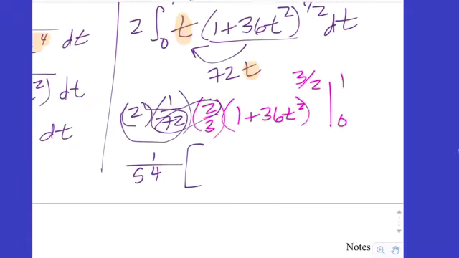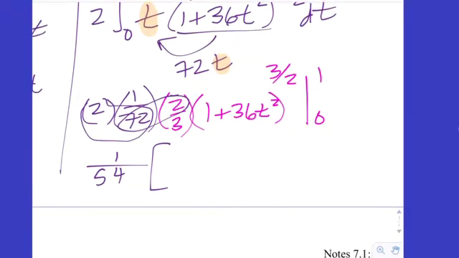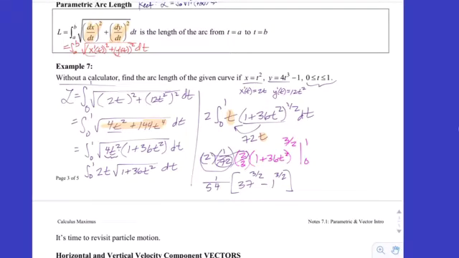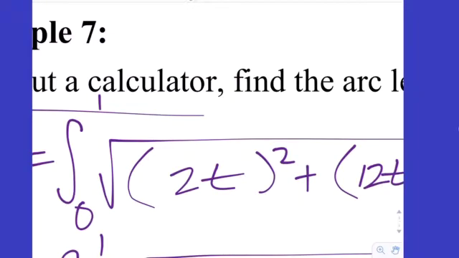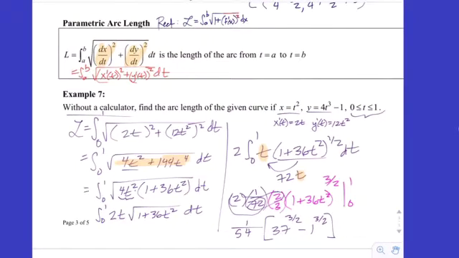And now my beefy eggplant, not eggplant, plum maybe? Purple? Burple. You plug in, you're going to get 1 plus 36, so that's 37 to the 3/2. Minus when you plug in the 0, you get 1 to the 3/2. And I'm going to stop right there. 37 to 3/2 is not a real nice number. Square root of 37 cubed. 1 to the 3/2 is just 1. But anyway, there's an exact answer. So yeah, it does work. That's the length without a calculator. So without a calculator, that's the length of the curve.